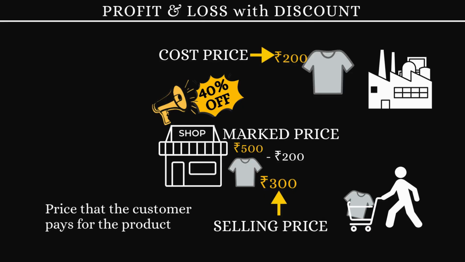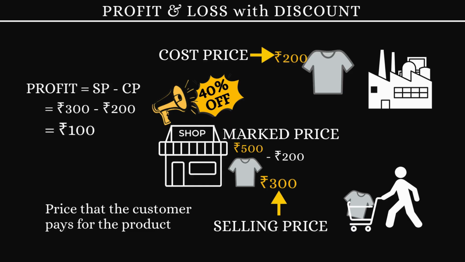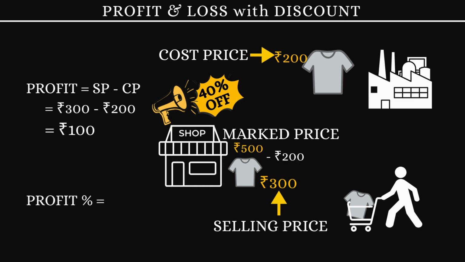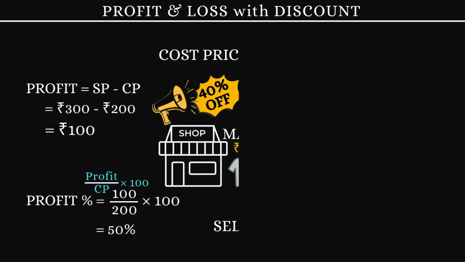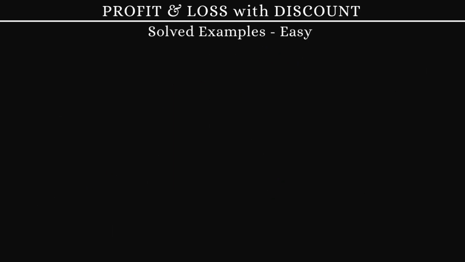In our example, the cost price was 200 and even after discount, the selling price was 300. So the shopkeeper made a profit of 100 rupees even though he gave a discount of 40%. And his profit percentage is 100 by 200 into 100, which is 50%. Now let's move on to some questions.